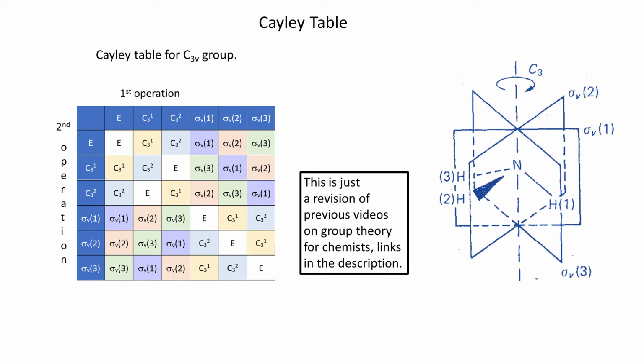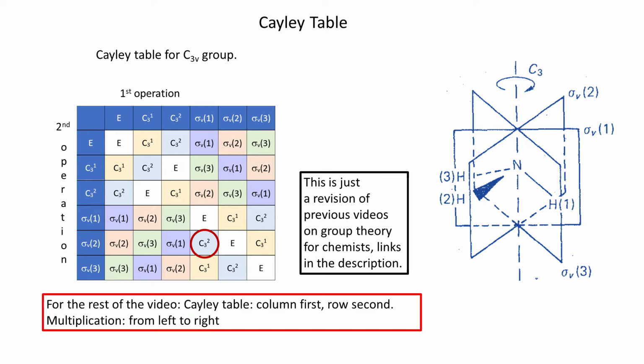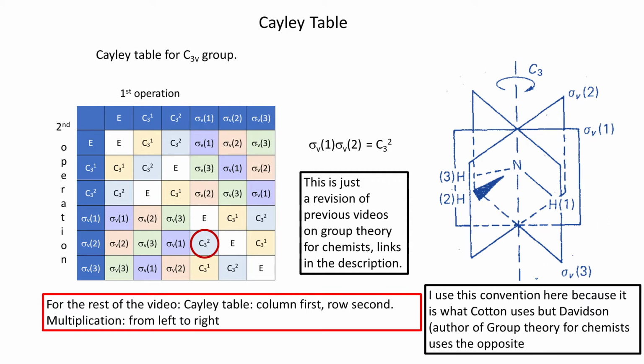for instance the ammonia molecule. So let's look for instance at this entry. If we do sigma v1 first, and after that sigma v2, the overall result of the two operations is that of C3^2. Please notice that we have to adopt some conventions. We multiply the element from the column first, followed by the element from the row, and we write it like this. So the multiplication is from left to right. The alternative, opposite conventions are also frequently used, so always check what the convention is in the book or video that you are learning from.